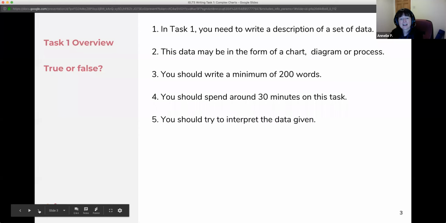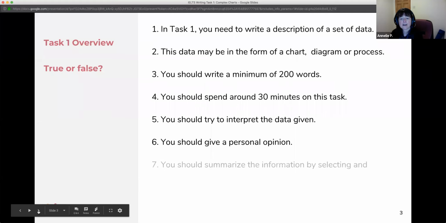Okay. All right, so you should try and interpret the data. You should try and give some kind of analysis or opinion. Yeah, so I said before, yeah, very good, Muskan. No opinions, okay? No opinions. You don't need to say why this information is the way it is. You just need to describe it, okay? So I think we've already looked at that. Yeah, no personal opinion there.